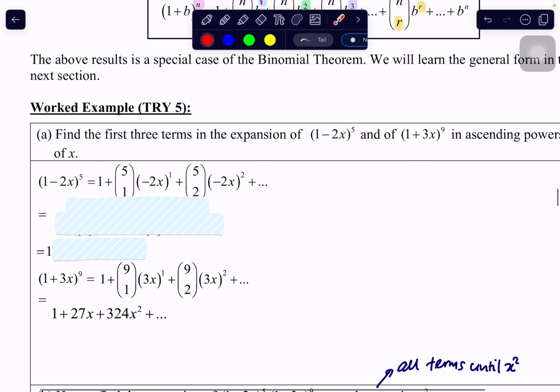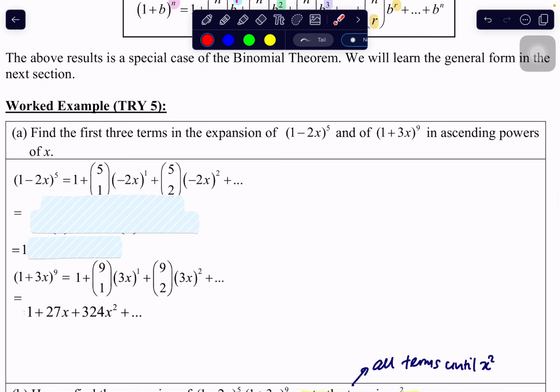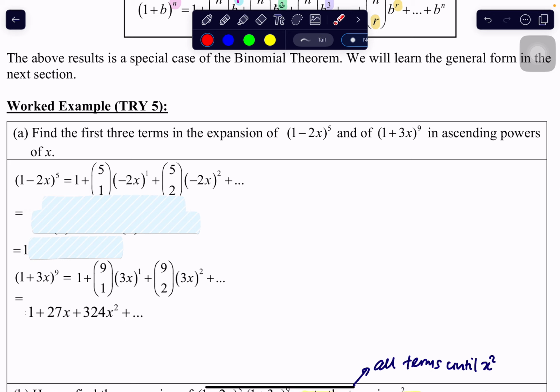So let's look at example, Try It 5. The question gets us to expand the first three terms of (1 - 2x)^5 and (1 + 3x)^9 in ascending powers of x. Ascending powers of x just means that the powers of x will be increasing from smaller to bigger. Later when we expand, you'll be able to see that the power does increase.